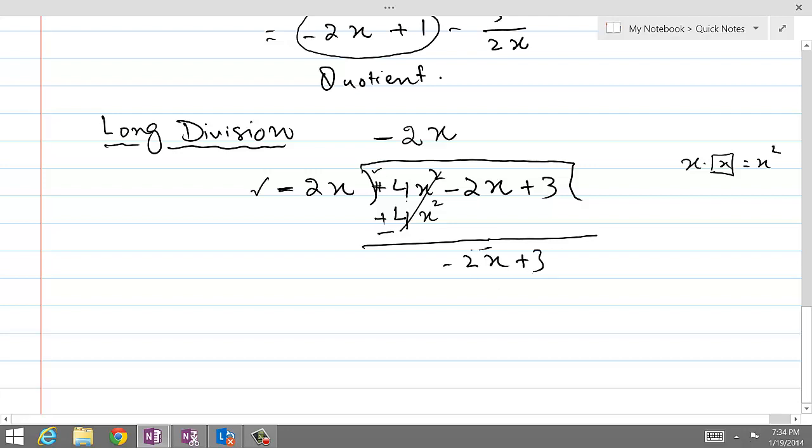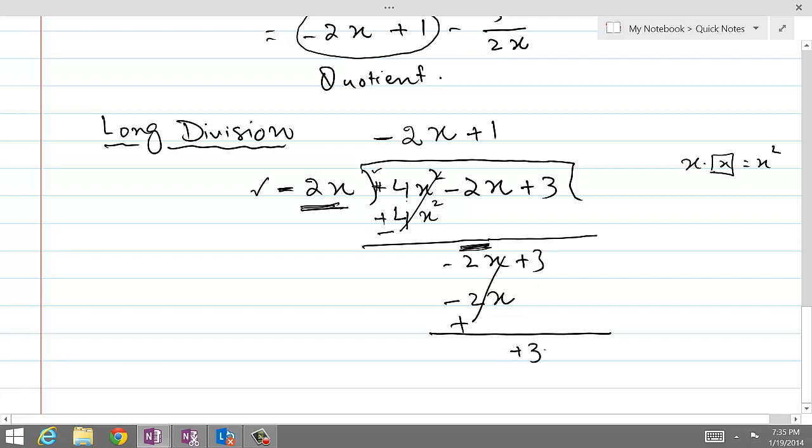And now let's take a look at this number here. We want to make this number out of this number. What should we multiply with minus 2x in order to get minus 2x? Obviously, it is same, so multiplicative identity will do. So plus 1 minus 2x times plus 1 is equal to minus 2x. And that's it. And again, we draw the line, we change the sign, cross it over, and plus 3.